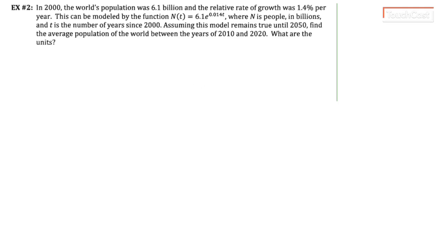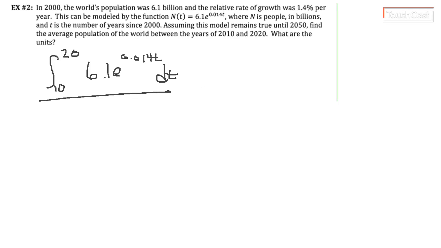So using the average value theorem, we're going to take the integral from 10 (2010 is 10 years after 2000) to 20 of 6.1 e to the 0.014t dt over 20 minus 10. Now, rather than rack my brain as to how to integrate this, in my numerator, I'm actually going to just use my calculator to find that value.